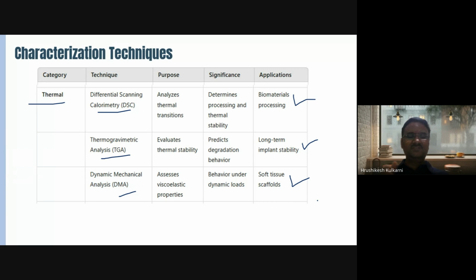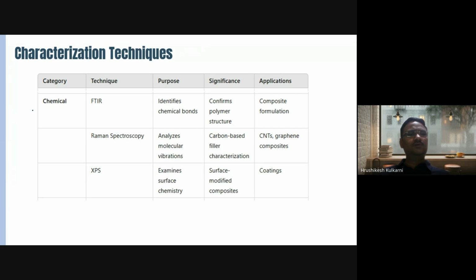We have to have a specific list of characterization techniques which should be done on the sample to get the desired result. I am giving you the whole list. Next is called chemical characterization, like Fourier transform infrared spectroscopy, Raman spectroscopy, XPS spectroscopy. These are used for your composite formulation, CNT graphene composites, and coatings.